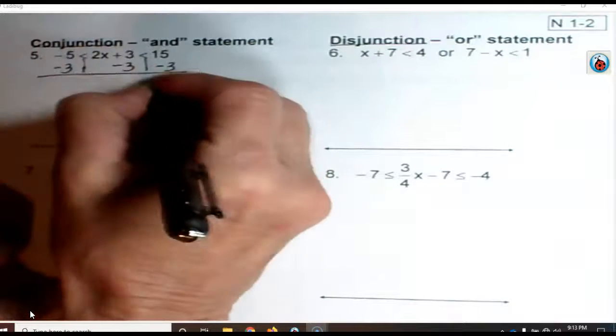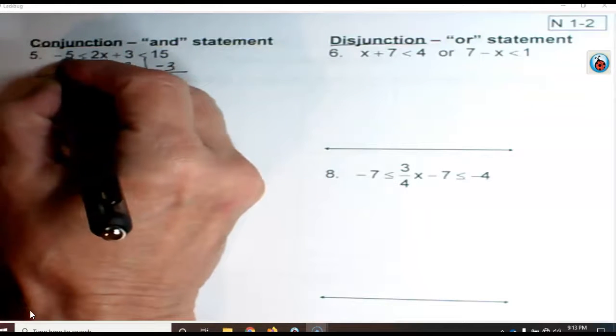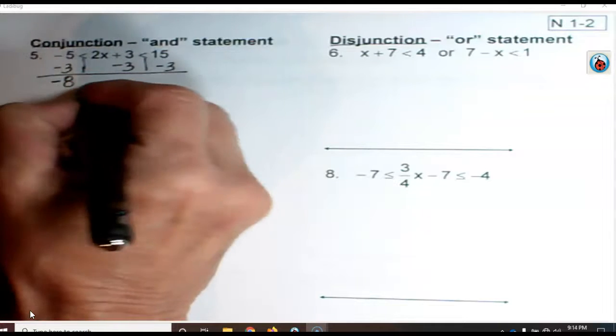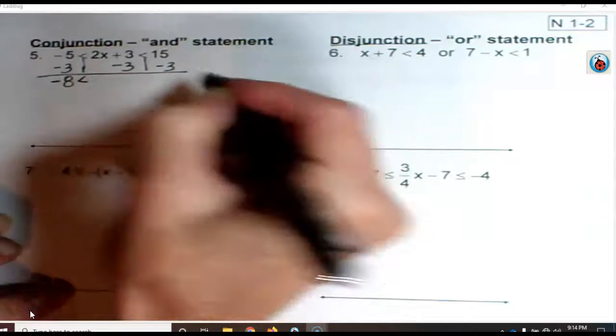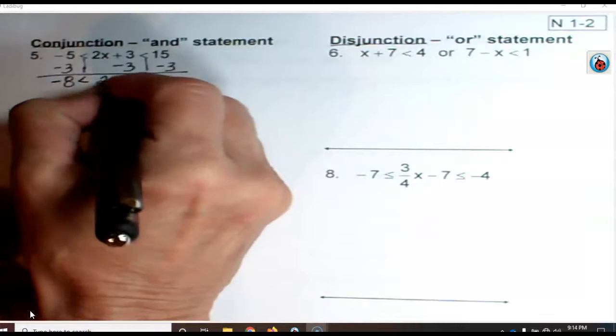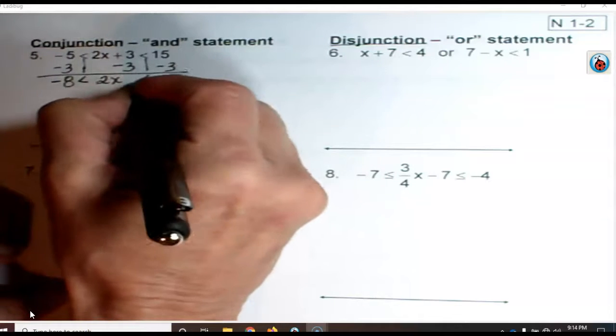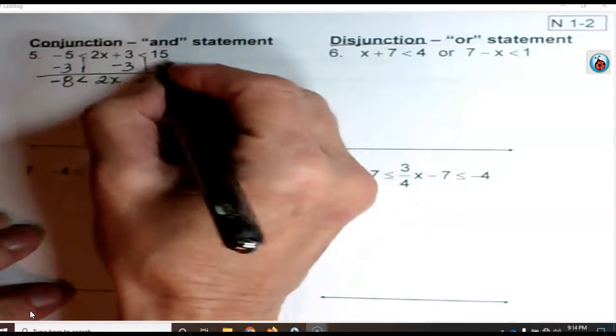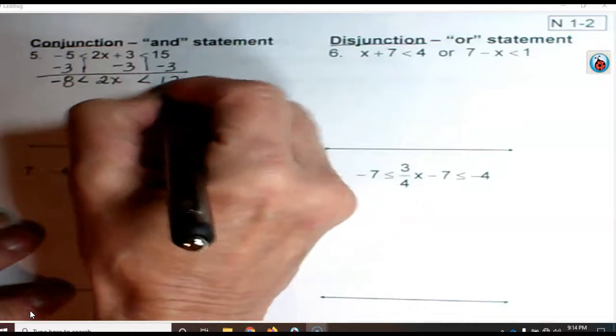Okay, then I'm going to just do -5 and a -3. Both of them are negative. Add them, keep the sign. The less than sign comes down. 2x left here. The 3's go away because 3 plus a -3 is a 0. 15 minus 3 is 12.